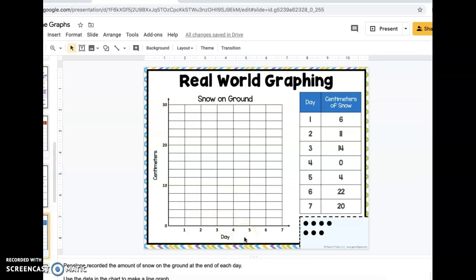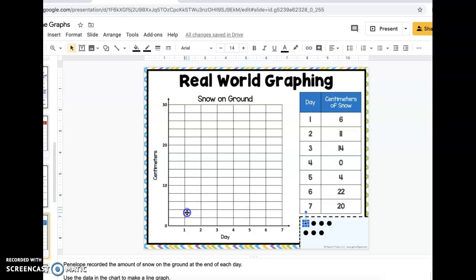Okay, we're going to be mapping again. Penelope recorded the amount of snow on the ground. This is actually really useful if you're trying to figure out if there's a drought happening or what's going on in your area. So, on day 1, there was 6 centimeters of snow. Make sure you have all those arrows and it makes it easier for you. You drag it. So this is 10 centimeters. Let's count. 2, 4, 6, 8, 10. These all represent 2, so I'm going to count till 6. 2, 4, 6. That's the day 1.